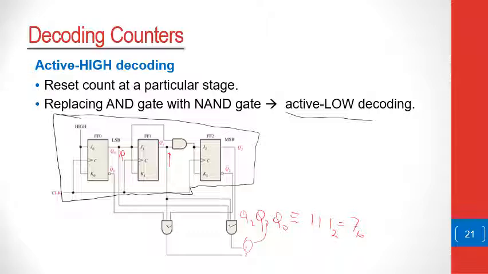And then this AND gate, on the other hand, detects the count of 2 because it's attached to Q2 bar, and in the middle it's attached to Q1, and the least significant bit is attached to Q0 bar. So the count is Q2 bar, Q1, and Q0 bar, and this is equivalent to 010 base 2, which is equal to basically 2.